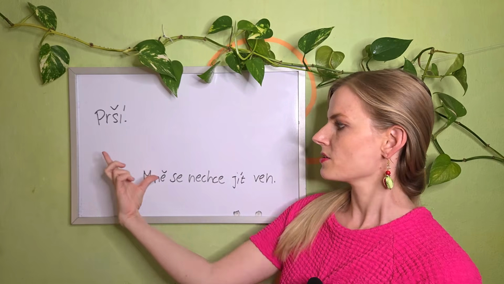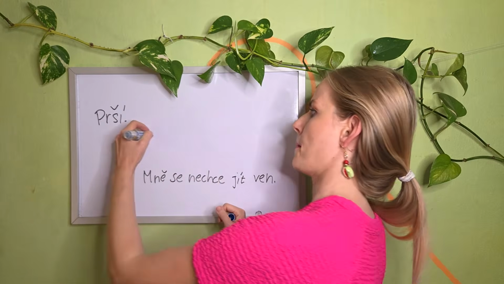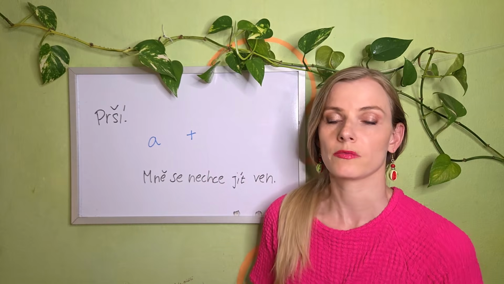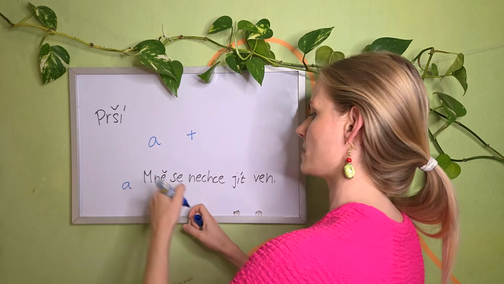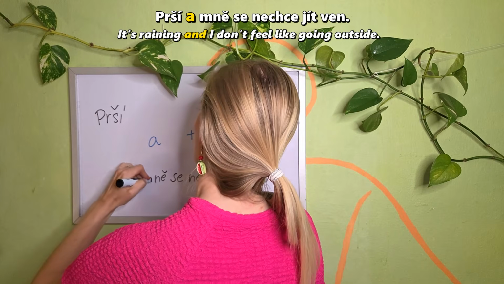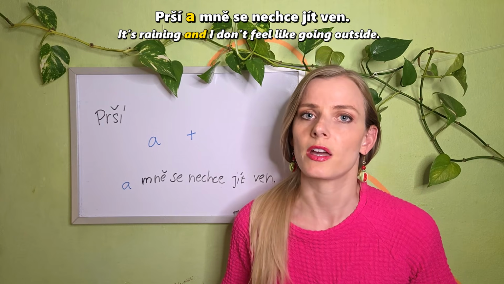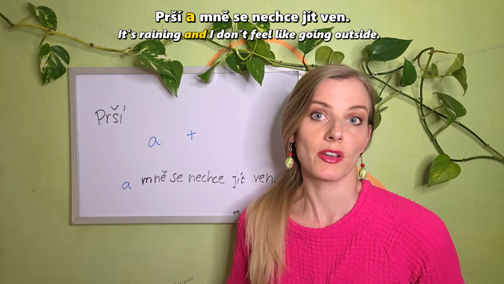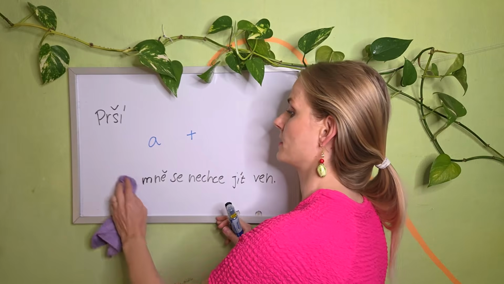So these two ideas are separate, but we could connect them by a simple connector a. A means we connect two ideas. We unite ideas that are similar. Prší a mně se nechce jít ven. So imagine we erase this dot, we erase the capital letter and we put a lowercase here. Prší a mně se nechce jít ven. It's raining and I don't feel like going out. So this is one very typical connector. A means and.